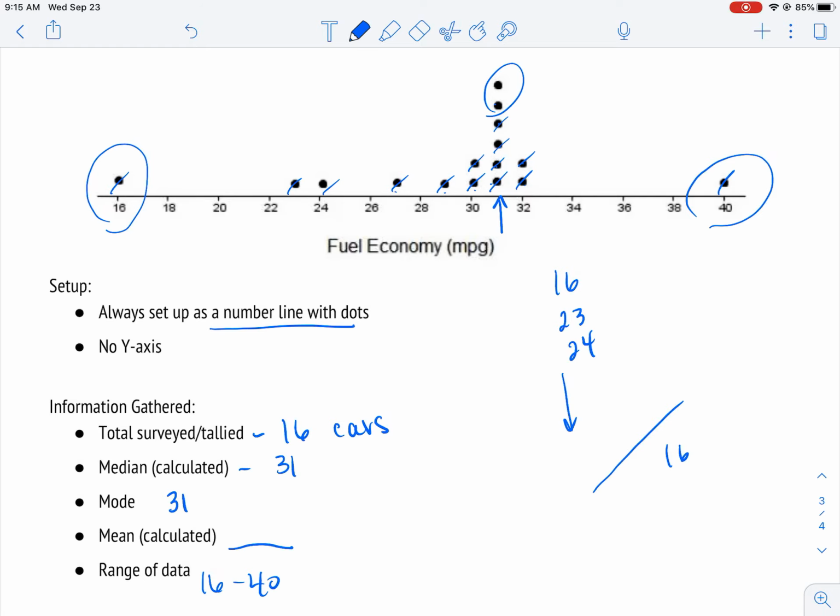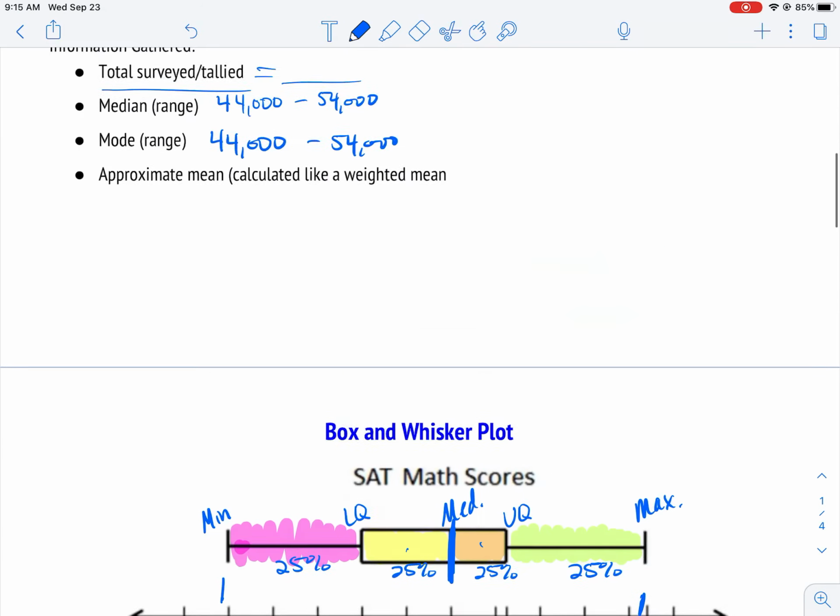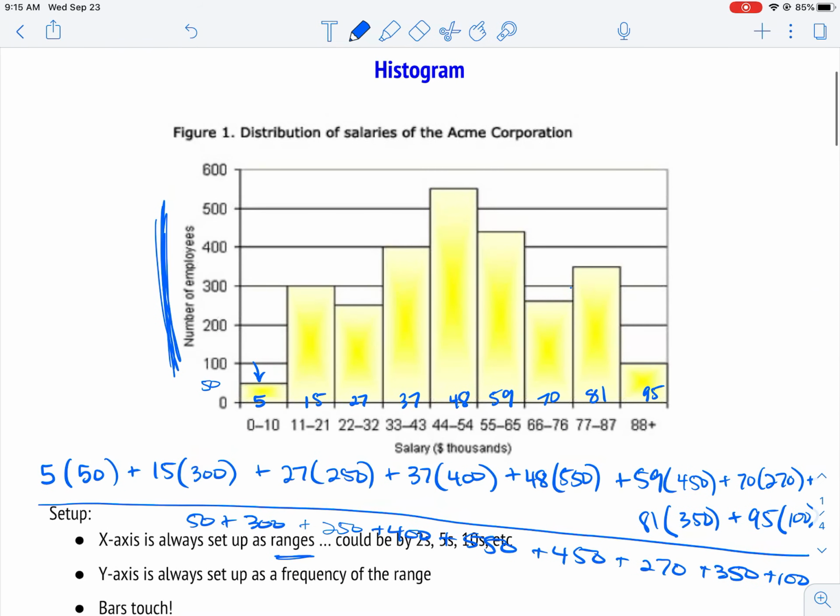So these are your three data visual displays, right? A dot plot, a box and whisker, and a histogram. And in all of these, you're going to have to be able to understand what you're looking at and what information you're given when you see each one, okay? If you have any questions, you can always reach out.